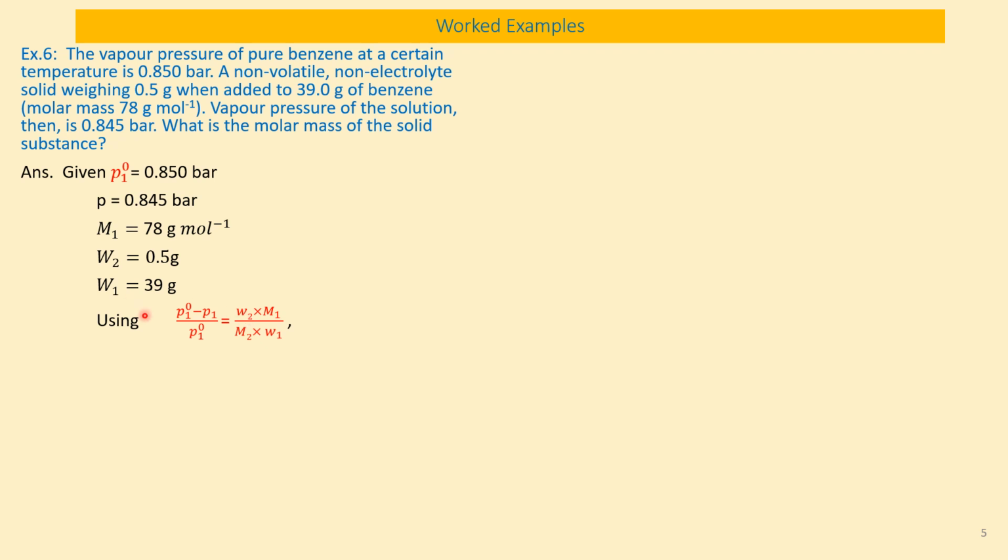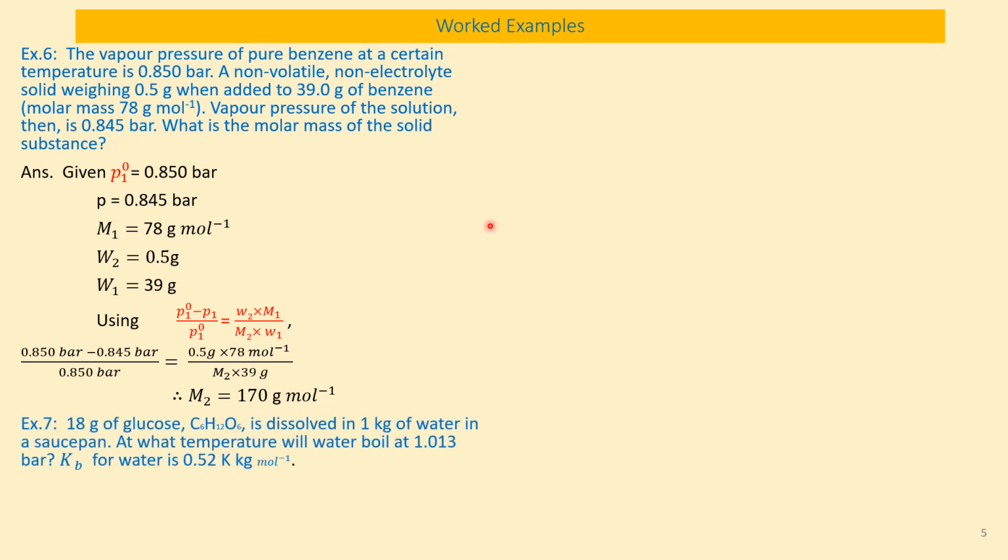Now we have to calculate the molar mass M2 of the substance using the formula (P1 naught minus P1) divided by P1 naught equals W2 into M1 divided by M2 into W1. Please substitute the values of the given parameters in this equation and calculate. The result is we will get the value as M2 is equal to 170 grams per mole. Next question.